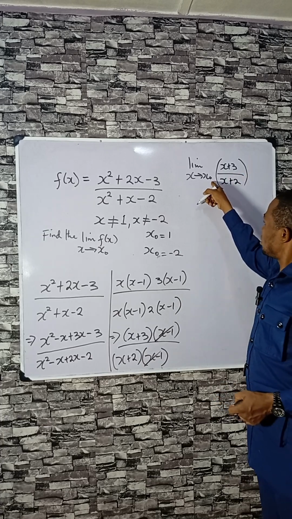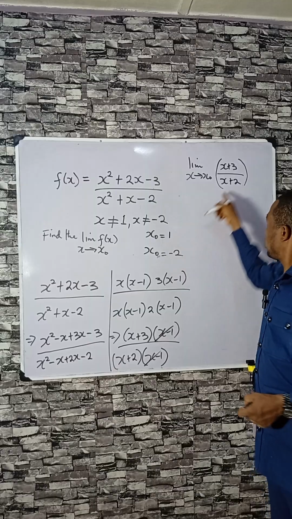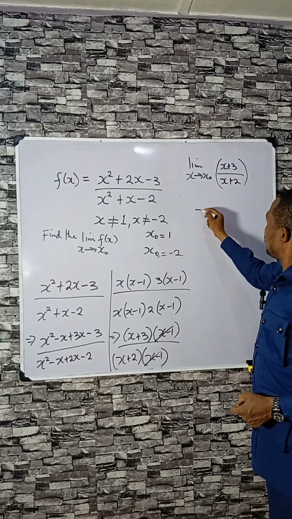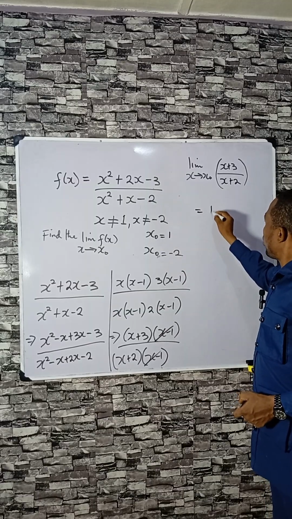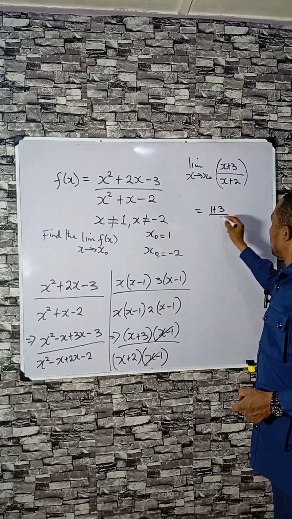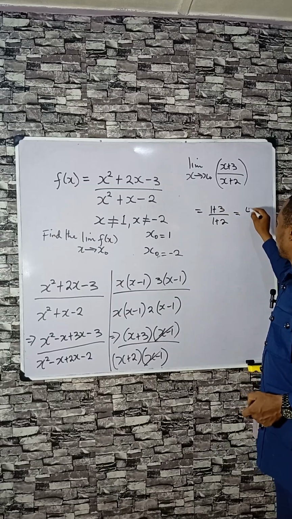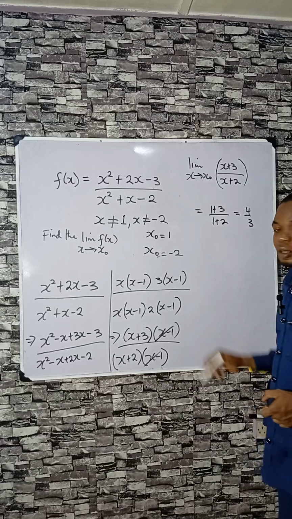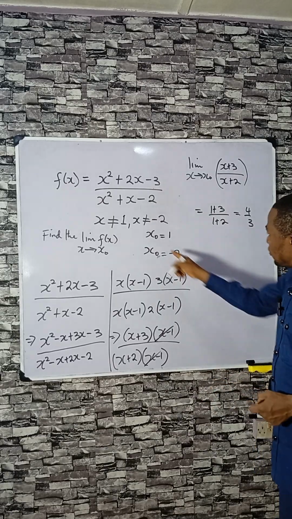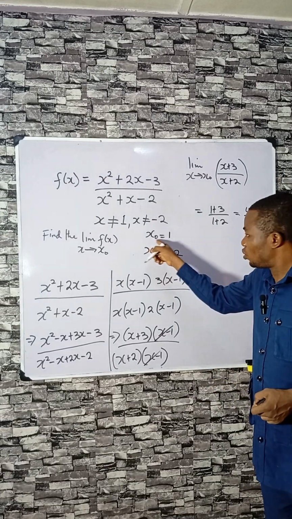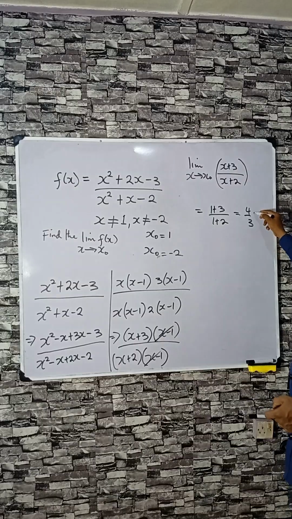Now for the first x naught, which is 1, we try to replace it there. We have 1 plus 3 divided by 1 plus 2. That will give us 4 over 3. So the limit exists at the first one, x naught equals 1. The limit is 4 over 3.